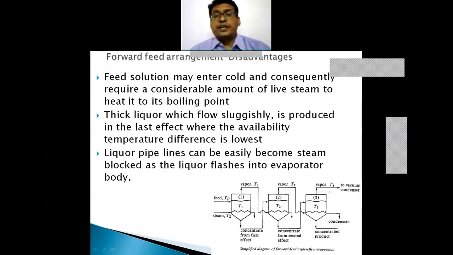Then the feed solution may enter cold and subsequently require a considerable amount of live steam to heat it to its boiling point. Then the thick liquor, which is sluggish, is produced in the last effect where the available temperature difference is the lowest. Liquor pipelines can easily become blocked as the liquor flashes into the vapor body.